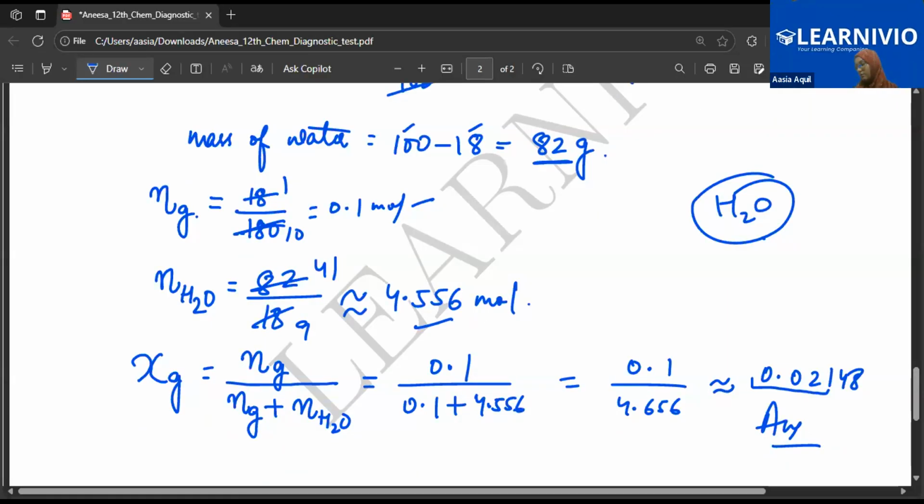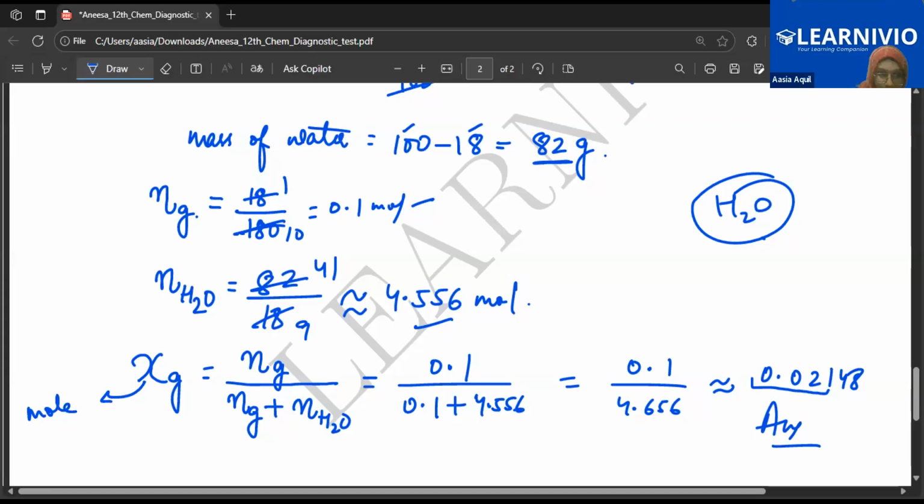Any doubt in this, Aneesa? No, ma'am. Ma'am, can you please tell me what's XG again? What X here? Yes, ma'am. Yeah, so this is a mole fraction.